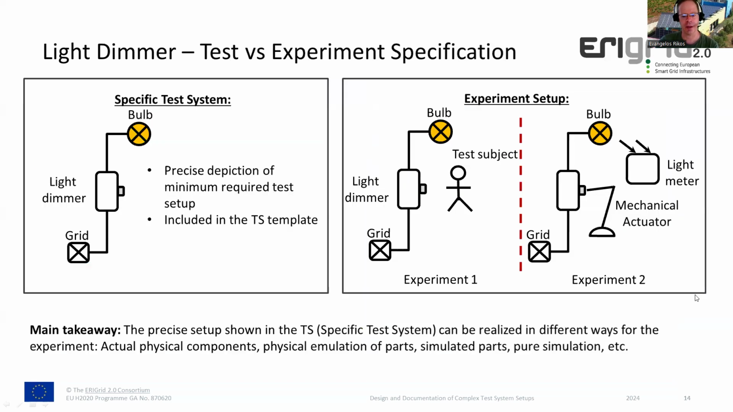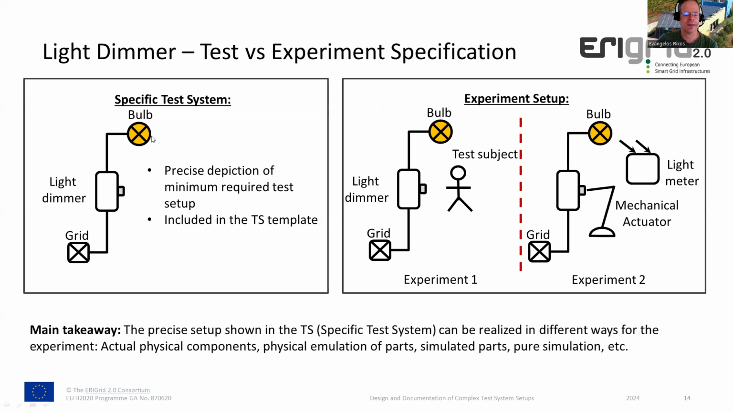Based on this information, then, the user can specify the next parts of the holistic test description template. And the most important ones here are the system setups. On the left-hand side, we can see the specific test system. That is a precise description of the minimum setup that is required for the specific test, and is included, of course, in the test specification template.